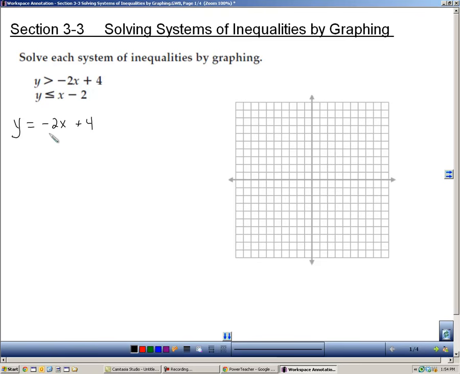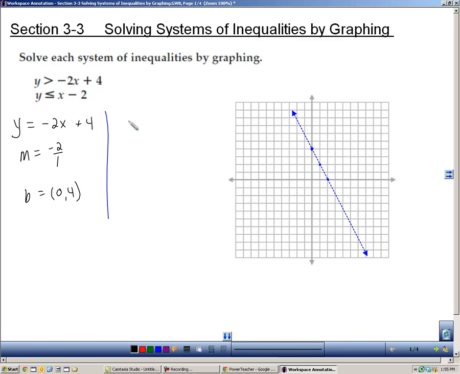Graphing this equation, the slope is -2, which we make -2 over 1, and my y-intercept is the point 0, 4. So I'm going to start at 0, 4, and my slope is down 2 to the right 1, down 2 to the right 1. I'll graph that line. Now if you notice, I made that line a dotted line, and the reason I made it dotted is because it's a greater than without an equal to sign. That means the line is not solid, it's dotted.